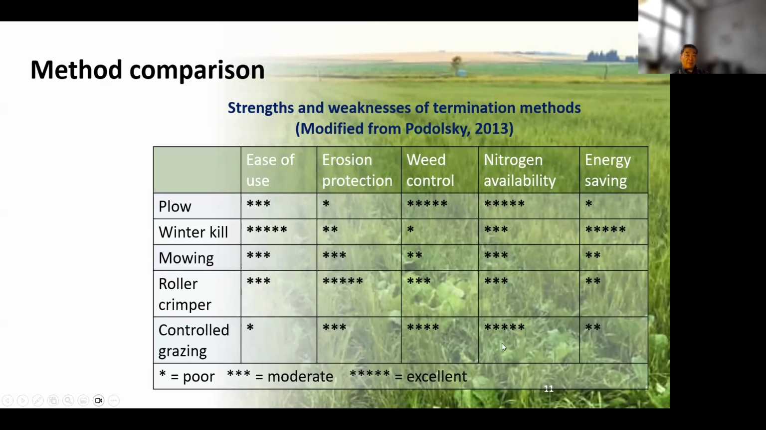And nitrogen availability, we give 5 stars because it really helps increase soil biodiversity and nitrogen supplies, and also helps to build the soil phosphorus supplies as well. Energy saving, we give 2 stars.